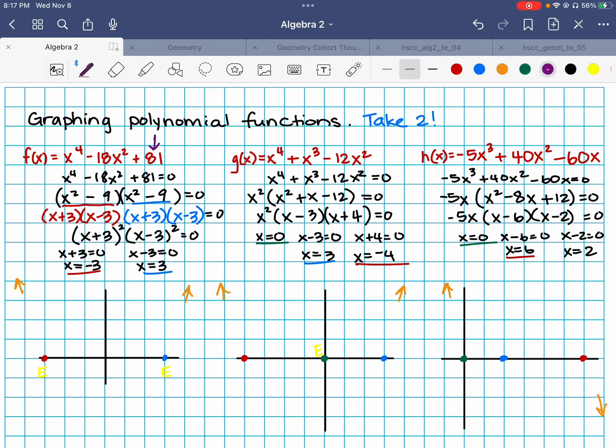The y-intercept is the constant term. In this problem, it's 81. So I'm going to go up, we'll call that 20, 40, 60, and we're going to call this 81 right here. So 81 right there. I know it's really high up there. This one has no y-intercept, or it's 0, but we already see that right there.